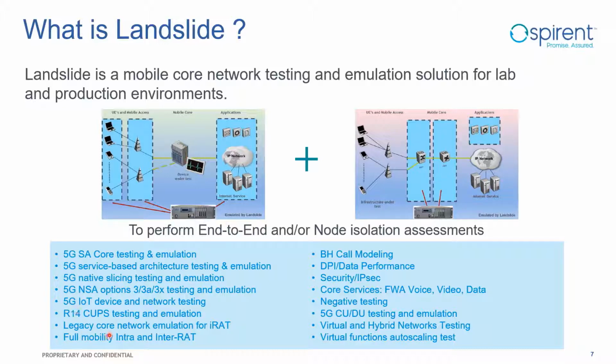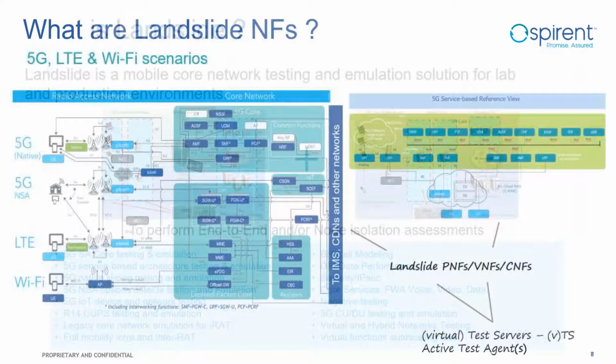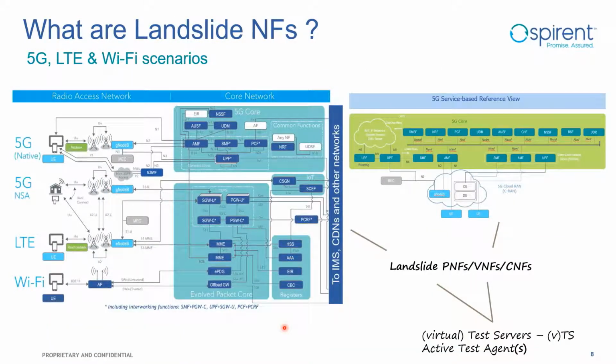Here we just have a list of some of the main use cases that Landslide users are using. In terms of network functions, in this slide we basically have a description of a 5G mobile network, from the access part and the devices to the network functions, down to the core network. All the entities that you see here in dark blue or dark green are the elements that Landslide is able to test and emulate.